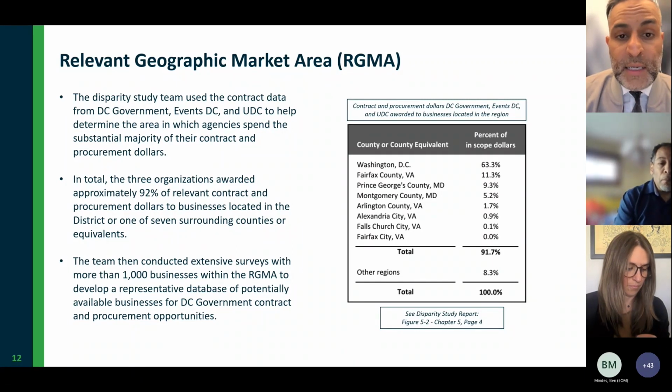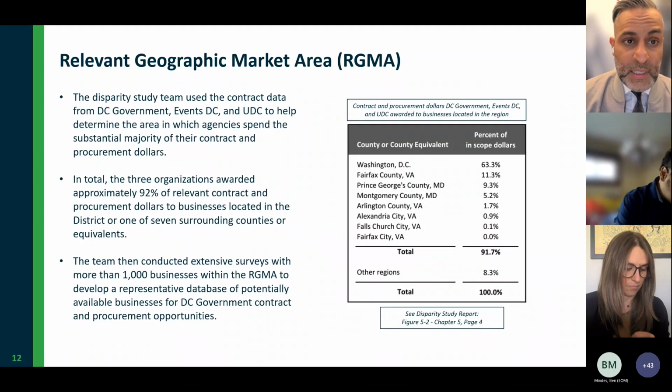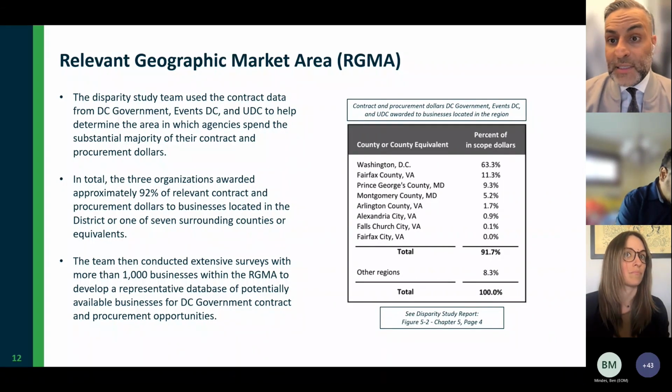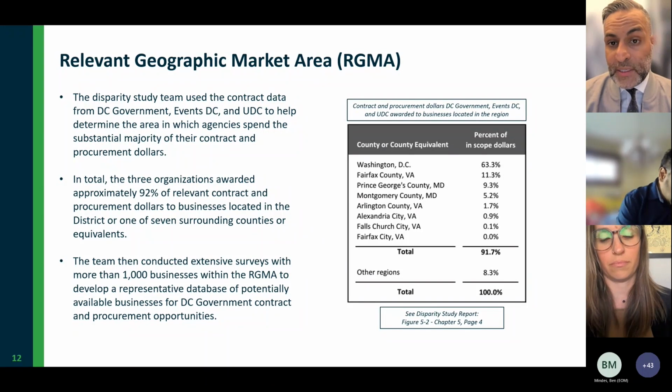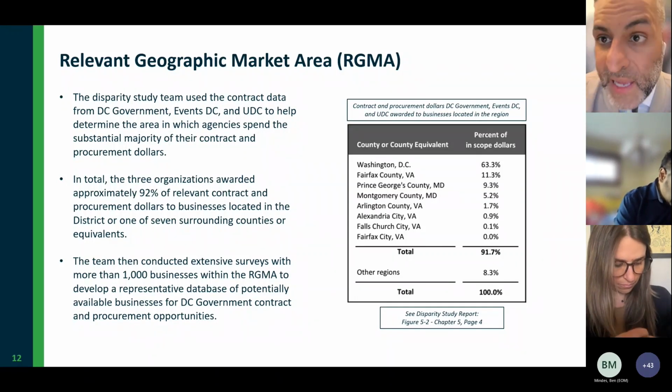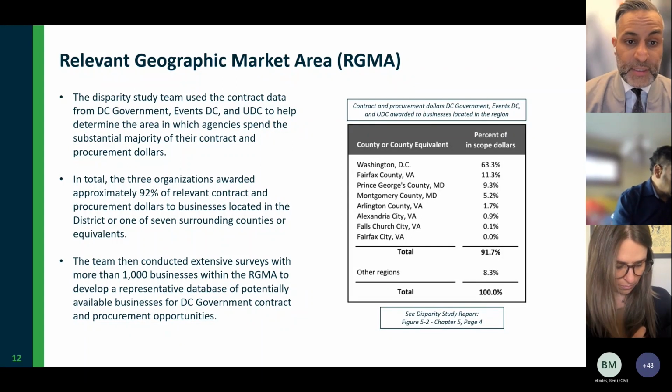And what we found was that more than 90% of DC government, Events DC, and the University of DC's contracting and procurement dollars go to businesses that are either located in Washington, DC itself, or in various counties in Northern Virginia. So our relevant geographic market area for the study included Washington, DC, as well as 7 counties in Northern Virginia to make up, again, 92% of the dollars and the vast majority of DC government's contracting and procurement spend during the study period.